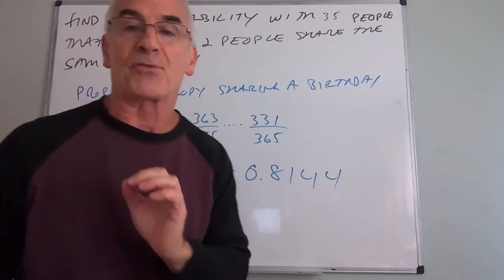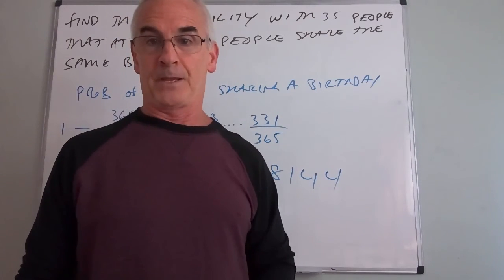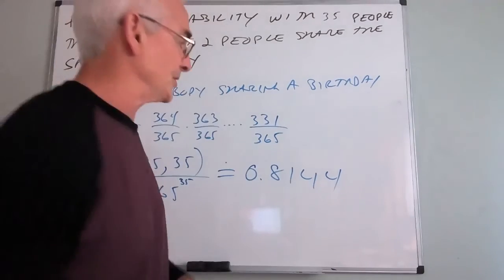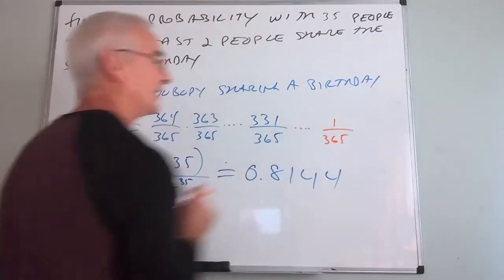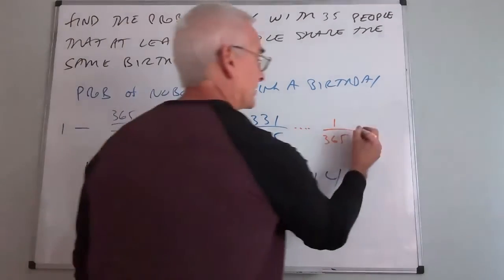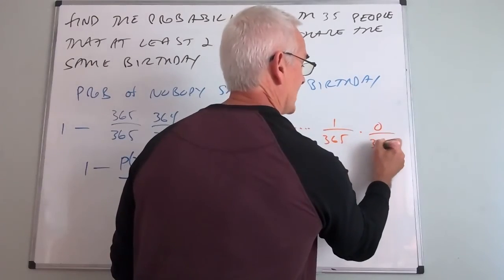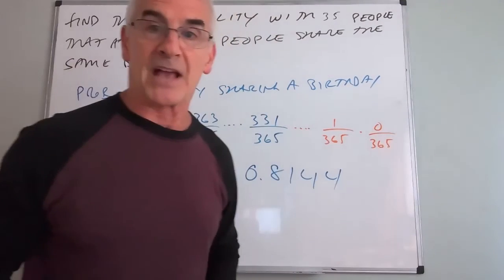Now, when I have the 366th person in the room, see, if I keep going, eventually I'm going to have this, and then that's the 365th person. And then the 366th person, there's no days left. That's when I would get a probability of exactly 1.